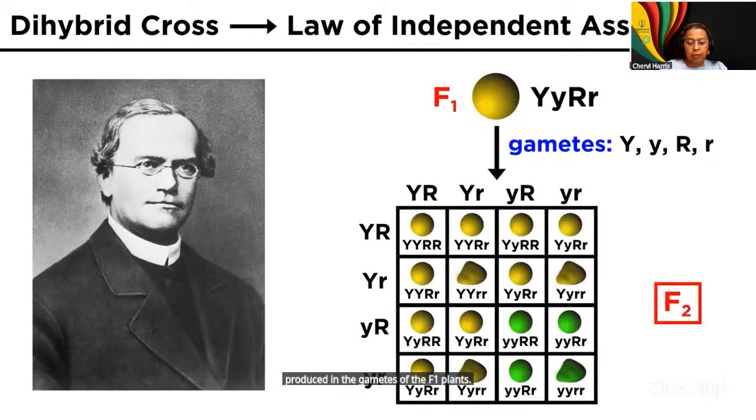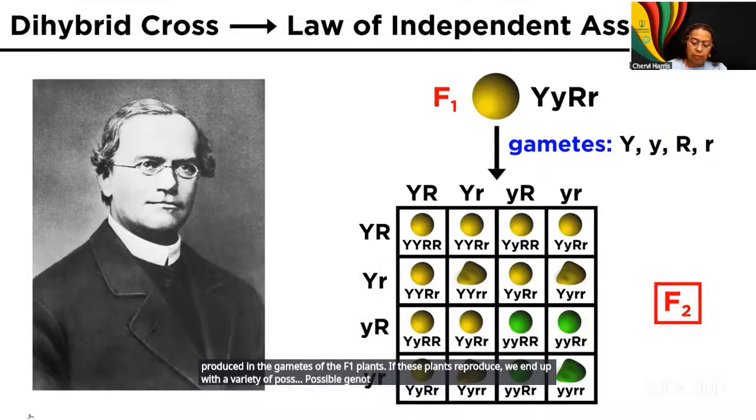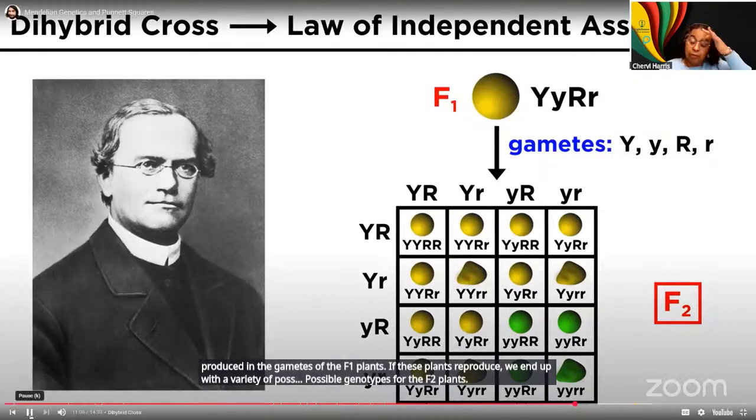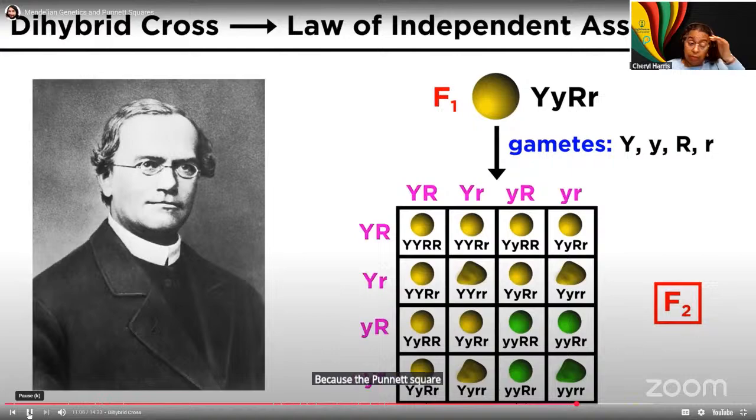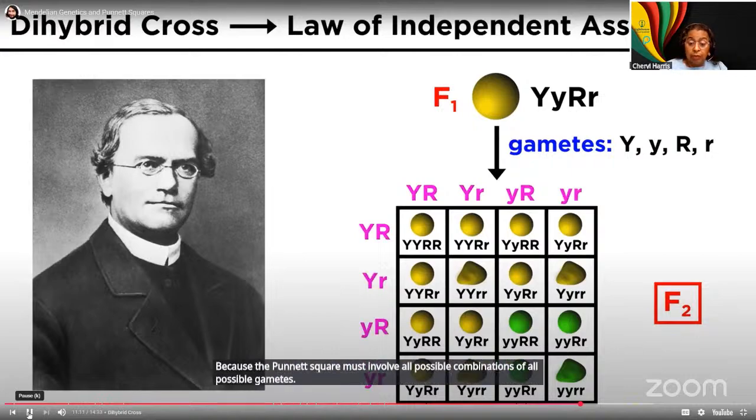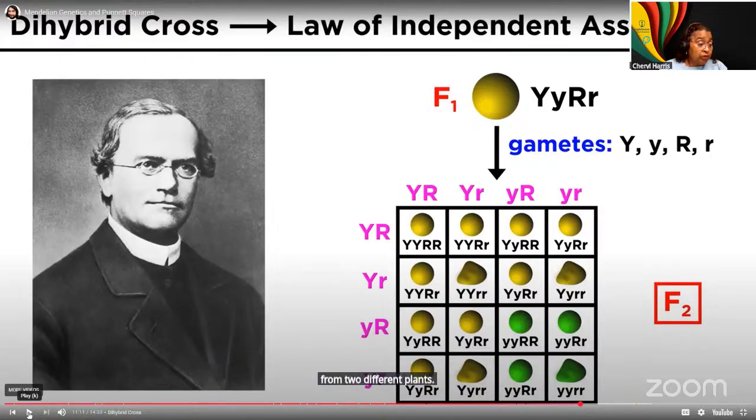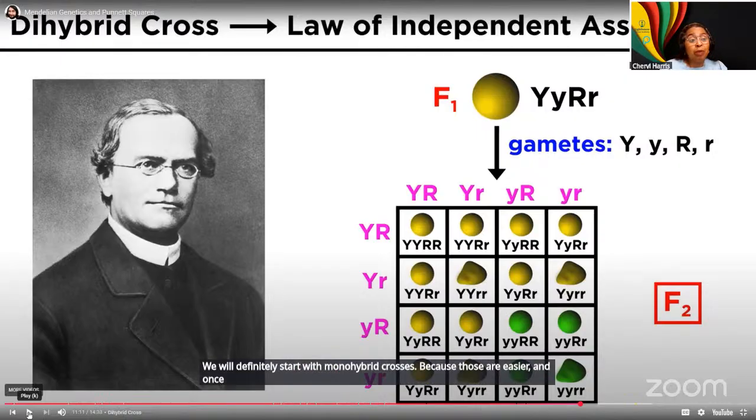If these plants reproduce, we end up with a variety of possible genotypes for the F2 plants, because the Punnett square must involve all possible combinations of all possible gametes from 2 different plants. And you will have to learn how to do this. We will definitely start with monohybrid crosses, because those are easier. And once you wrap your head around a monohybrid cross, then we will move to a dihybrid cross.